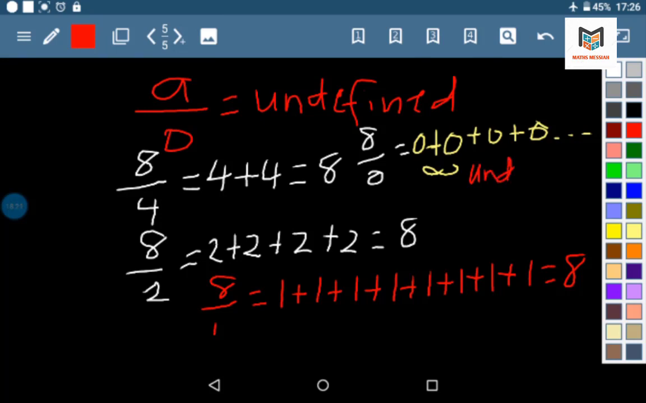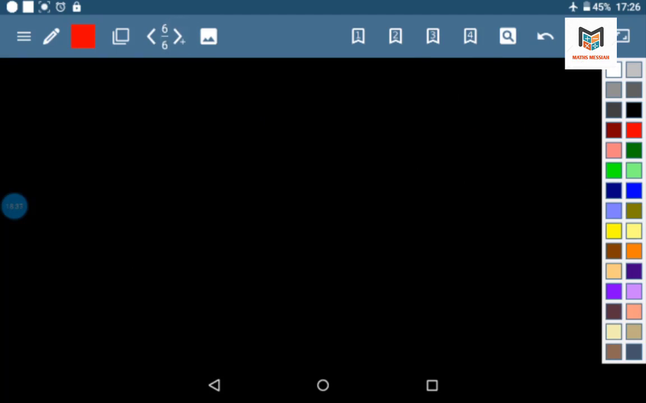The final number cannot be attained, so it is undefined. I hope you get this one too. Now let us go to our final proof.